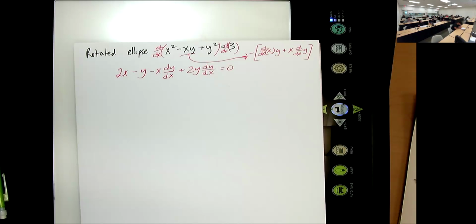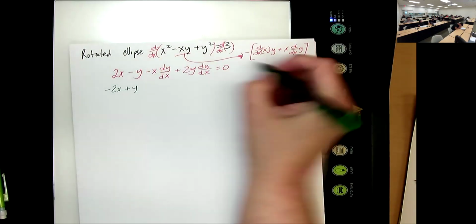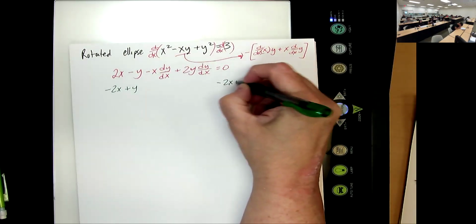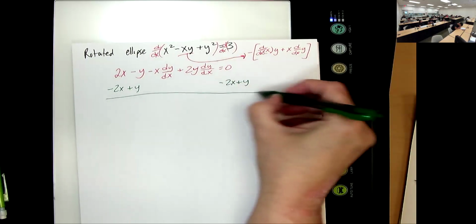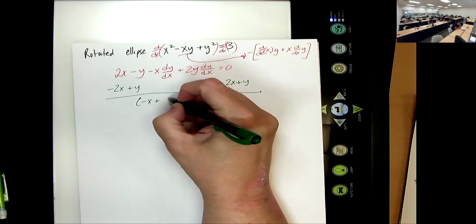All right, so I'm going to subtract everything over that does not, or add everything over that does not have a dy/dx. And in the next line, I'm going to actually factor out the dy/dx at the same time.